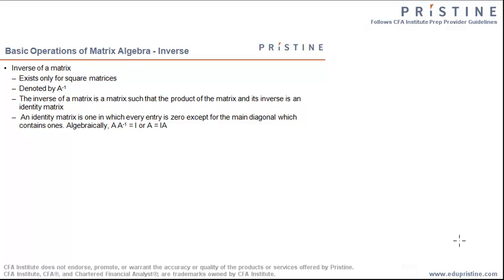We will now study about the inverse of a matrix. Inverse of a matrix exists only for non-singular square matrices, that is square matrices whose determinant is not equal to 0. It is denoted by A raised to power minus 1, and when an inverse is multiplied by the matrix of which it is the inverse of, then we get the identity matrix.